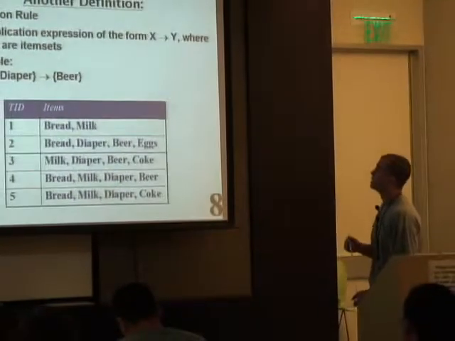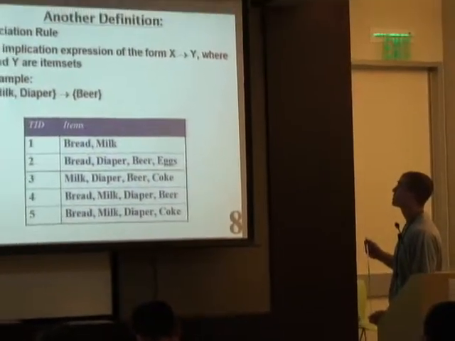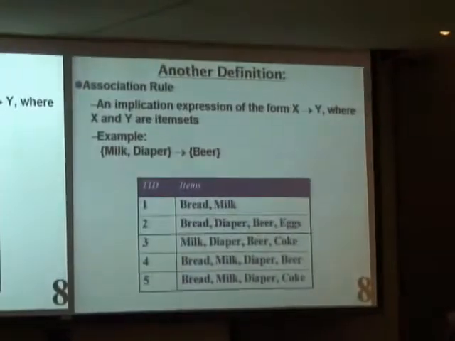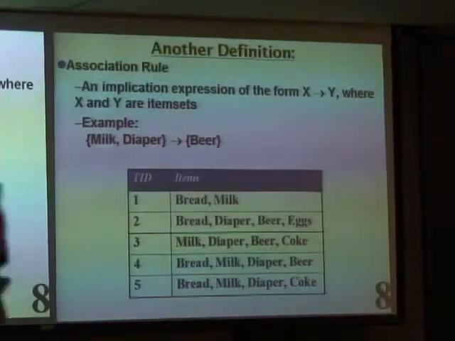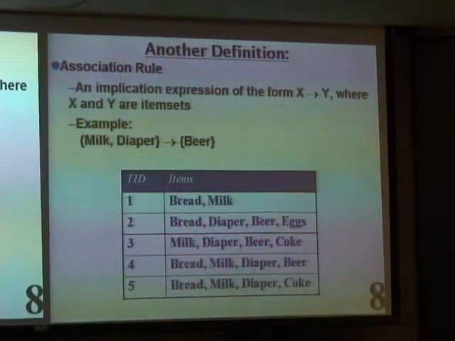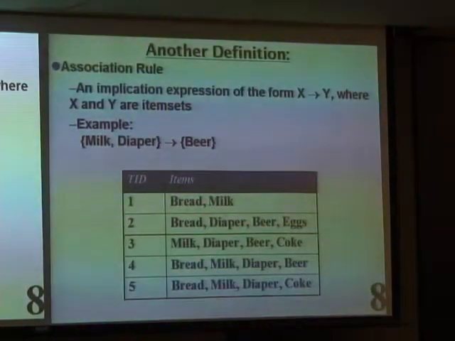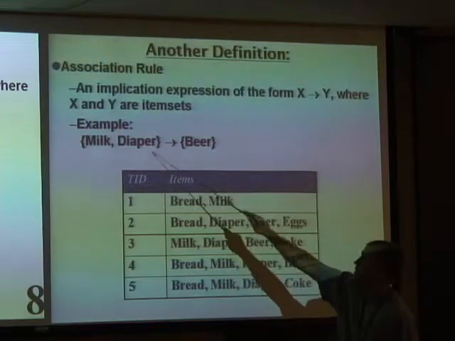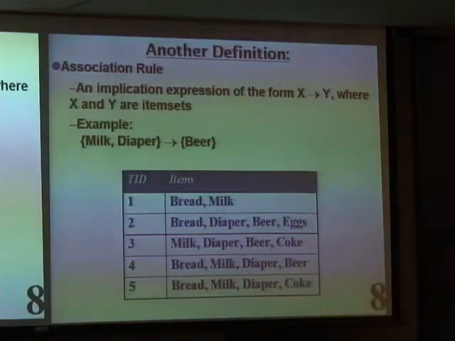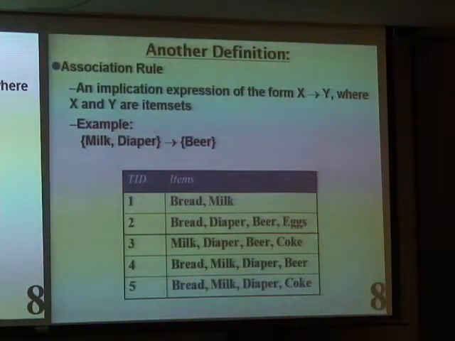Okay, so what is an association rule? It's an implication expression of the form X implies Y, where both X and Y are item sets. For example, milk, diaper implies beer. Milk, diaper is an item set, beer is an item set, and the association rule is milk, diaper implies beer. One thing this doesn't say is that you wouldn't put anything on the left also on the right. You wouldn't say milk, diaper implies milk, beer. That wouldn't add any extra information. So generally the two item sets on either side are disjoint.